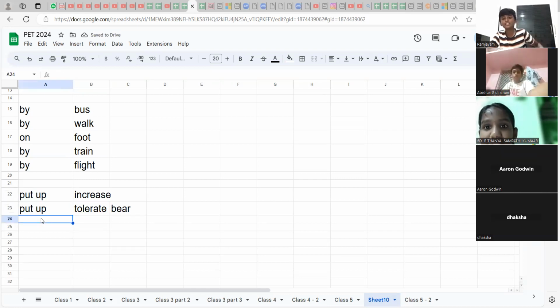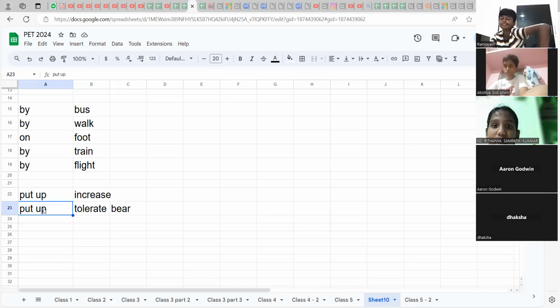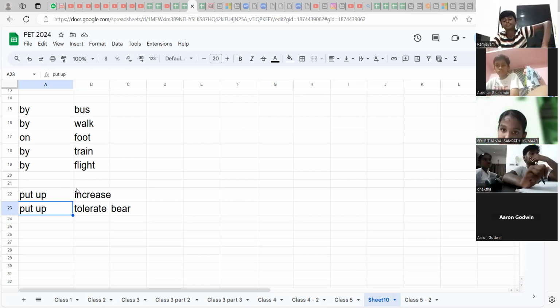Right? Yes, sir. Can I tell one example of tolerate, sir? Yeah. Can you give me the example? Can you tolerate the heat of the sun? Can you put up with the heat of the sun? Very good, very good. Good job. One put up is this.